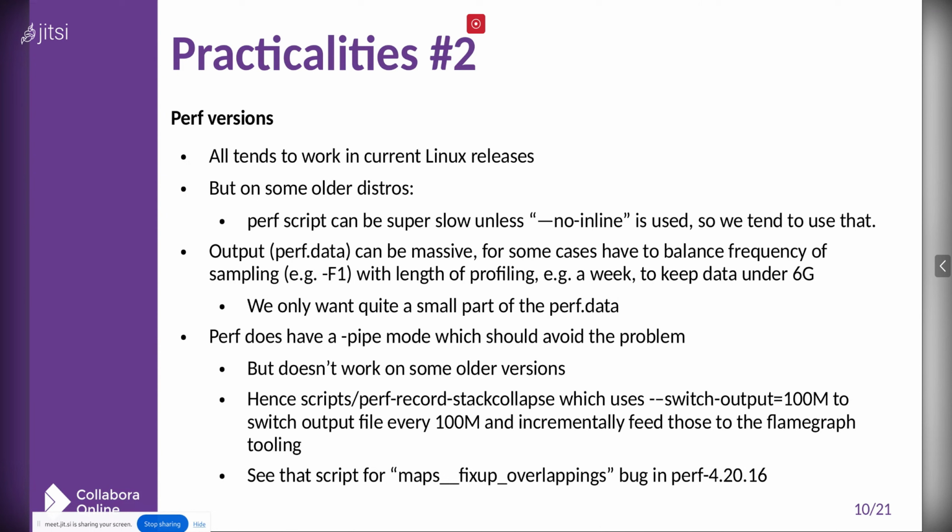But in some of the older distributions, I found that there's various problems that have been worked around. So the output of perf script can be super slow on some of the older perfs or some of the distributions, and I tend to add in this minus no inline when I'm doing that. That tends to speed up the generation of things quite a lot. So if you're finding it very slow to generate the output, you can do the same thing.